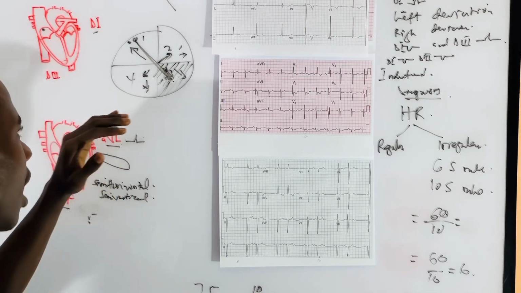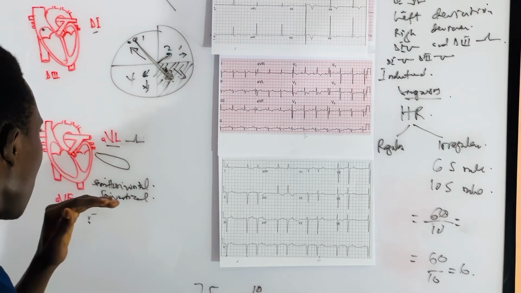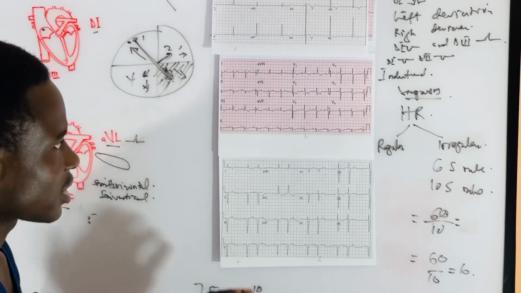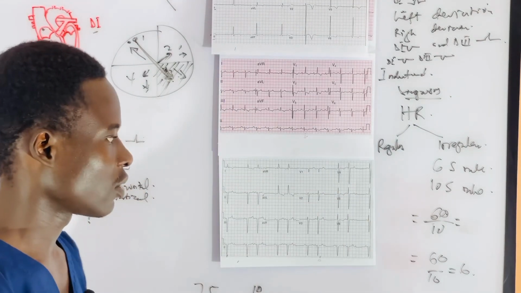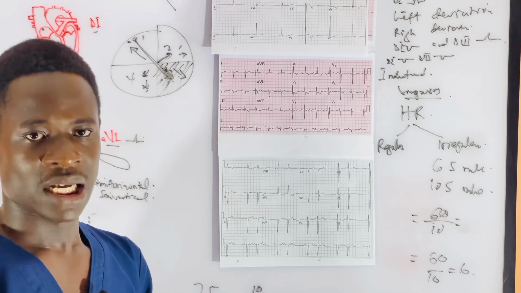So we have our axis, we have the position of the heart, and we have the calculation of our heart rate.